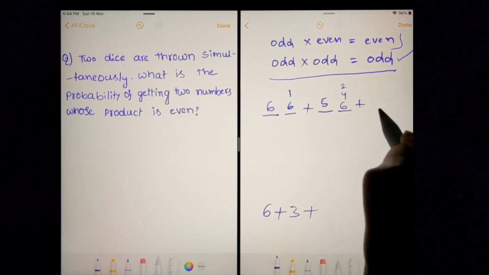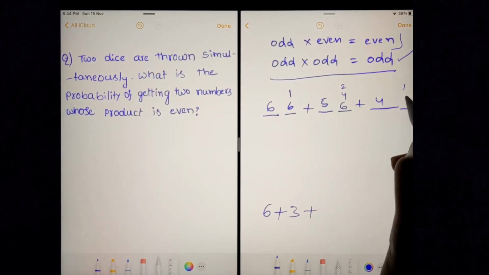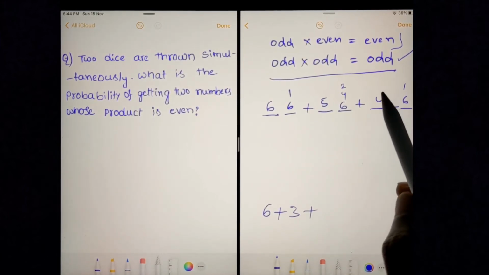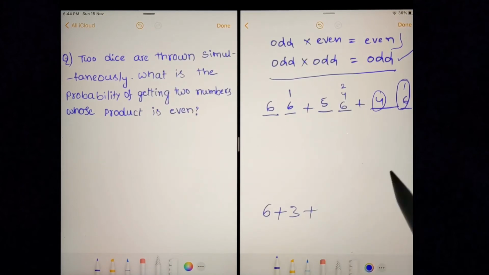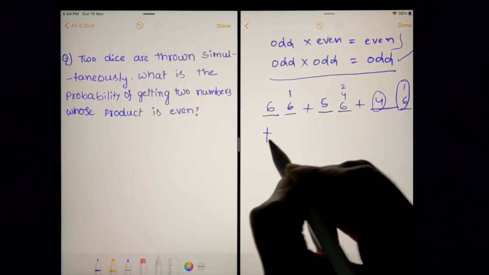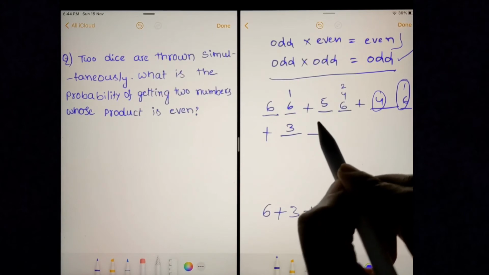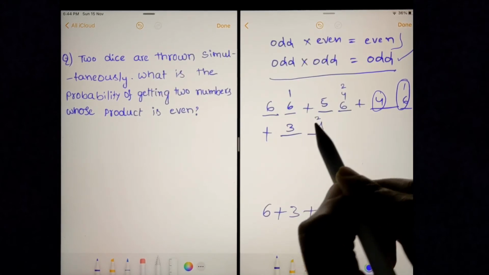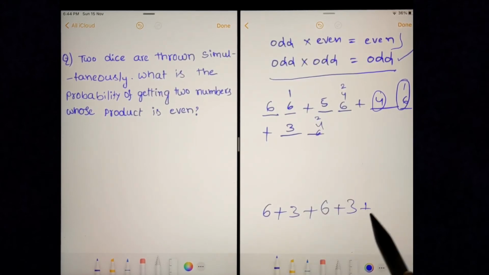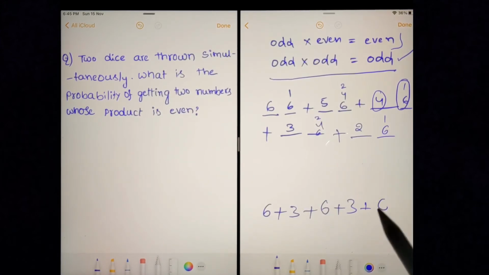And next, if the first number is 4, then the second number can be anywhere from 1 to 6, because this is an even number, all satisfies our condition. So this is 6. And next, if the first number is 3, then because this is an odd number, only even numbers will satisfy, that is 2, 4, 6. This is 3 outcomes. If the first number is 2, then the second number anywhere from 1 to 6, all satisfies the given condition. So total 6 outcomes.